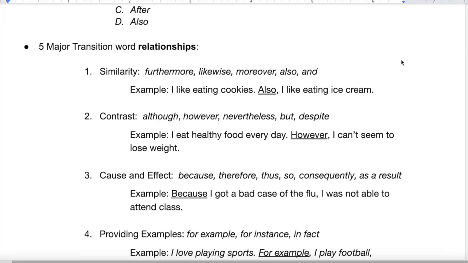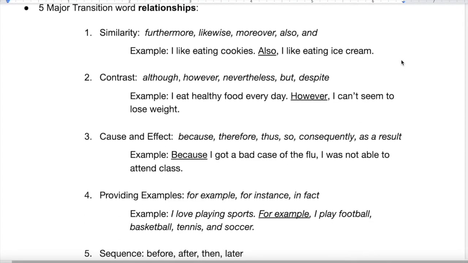You could start the sentence with although. You could say, although I eat healthy food every day, I can't seem to lose weight. So you might have to structure it a little bit differently. They're not completely interchangeable, but the idea is the same, which is that you've got two contrasting ideas being connected. You've got to use a contrast transition word. Does that make sense, Francisco? Yes. Okay, great.